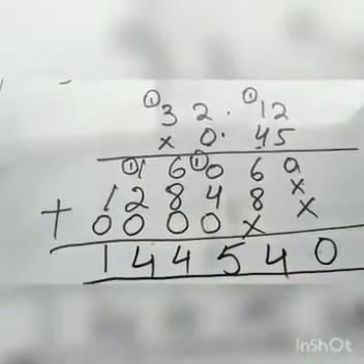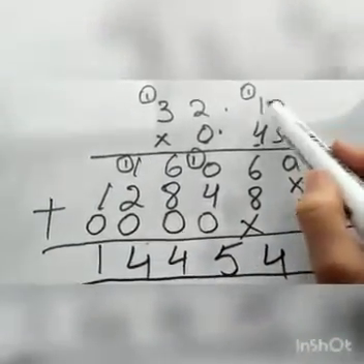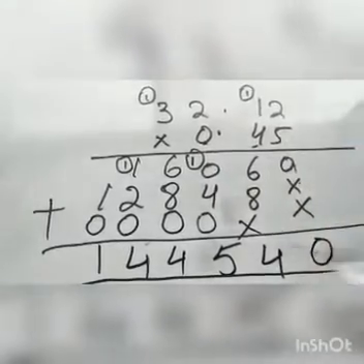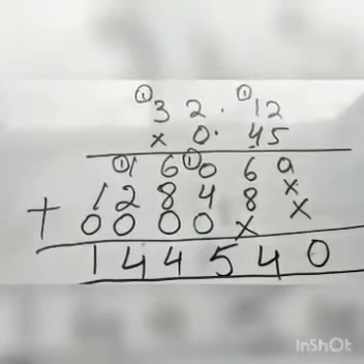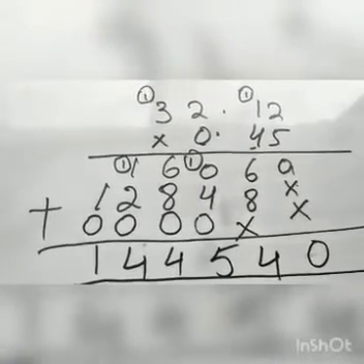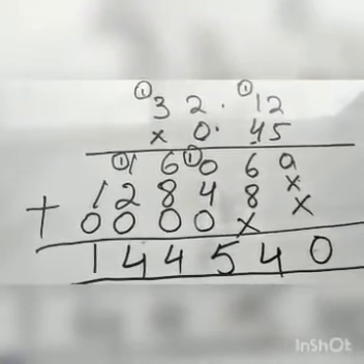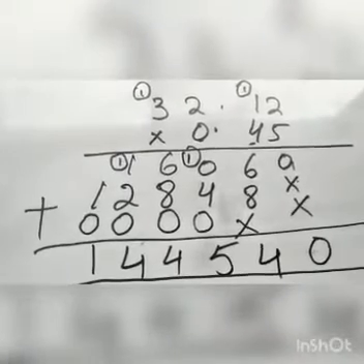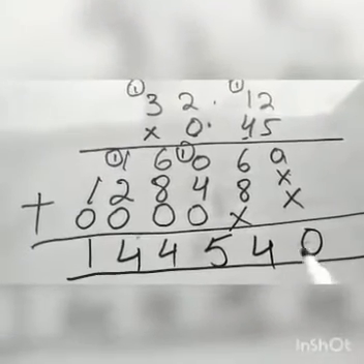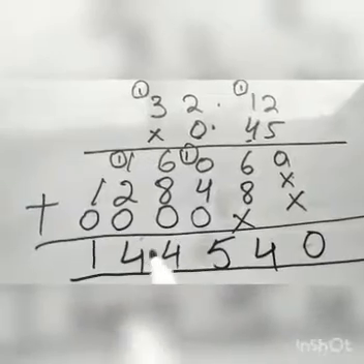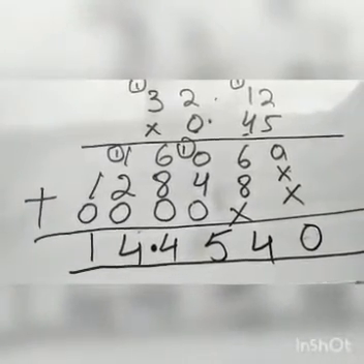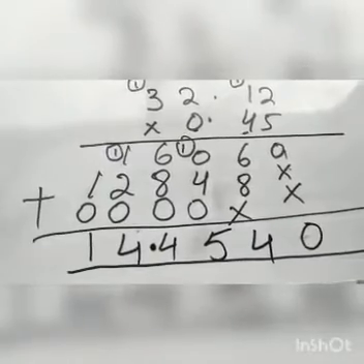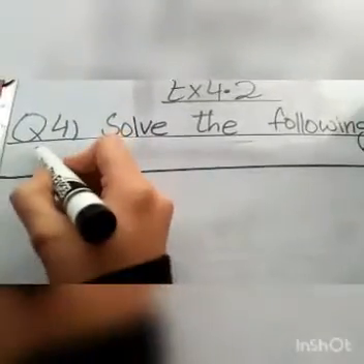Now we need to put the decimal point. 1 2 3 4, 4 digits behind or to the right of the decimal. That means our answer needs to have the same thing. Okay, 4 digits behind the decimal. So 1 2 3 4. Okay, we can place our decimal point. The answer is 14.4540.